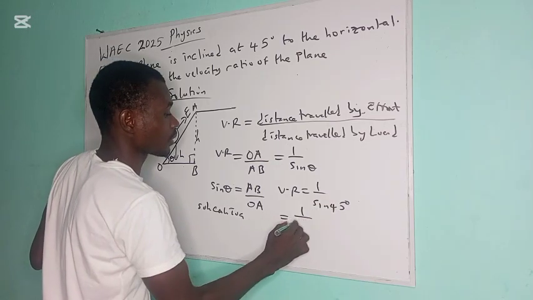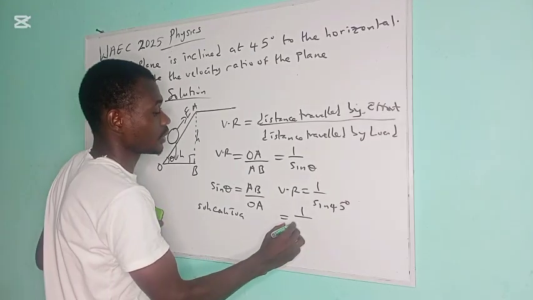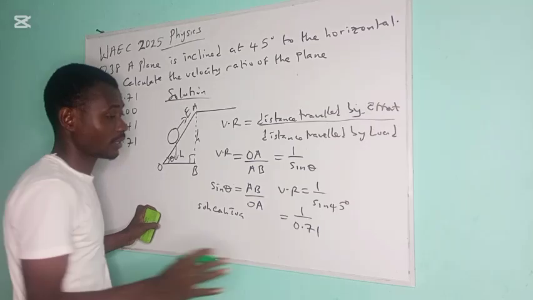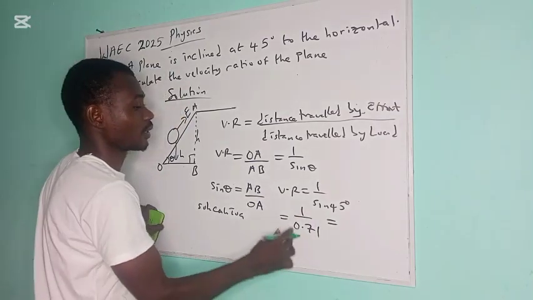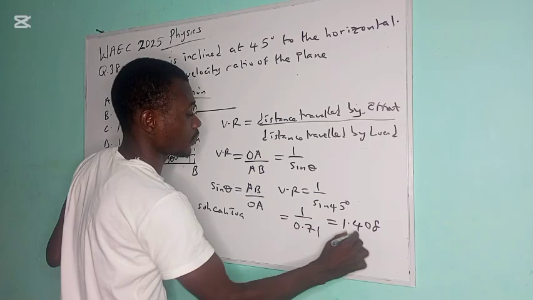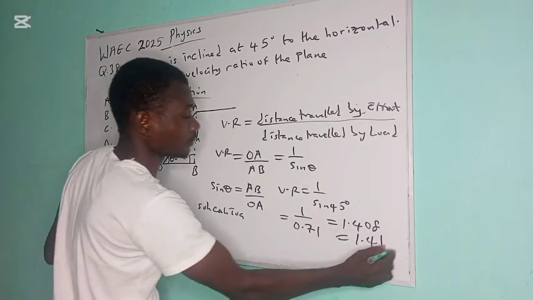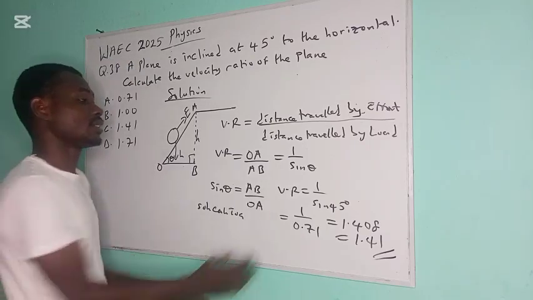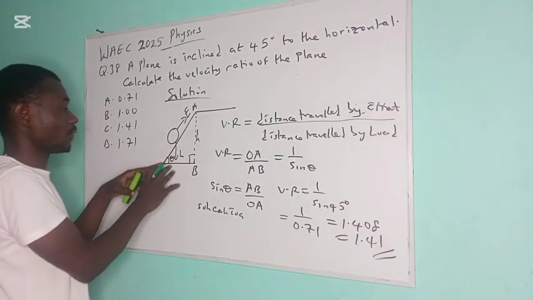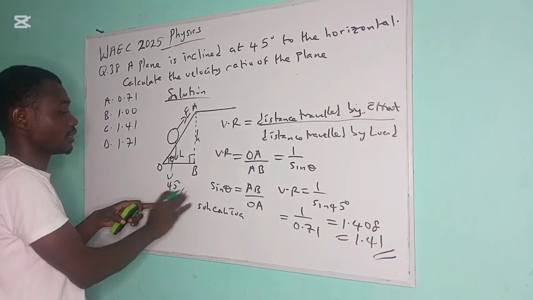If you press your calculator, sine 45 will give you 0.71, something like that. If you divide 1 by it, that will give you 1.41. So this is the velocity ratio of the inclined plane at an angle of 45 degrees.